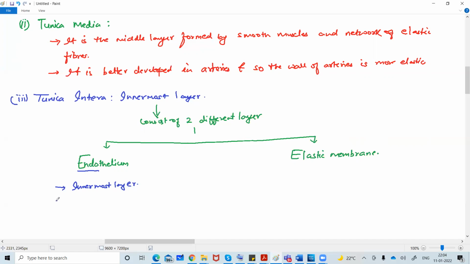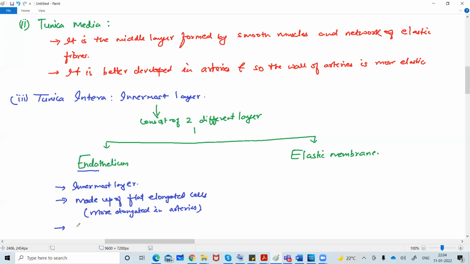Innermost layer and made up of elongated cells. Made up of flat elongated cells. And if you compare the endothelium in both arteries and veins, you will find that it is more elongated in arteries. So you can say more elongated in arteries.